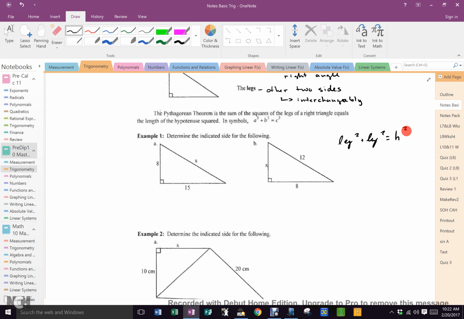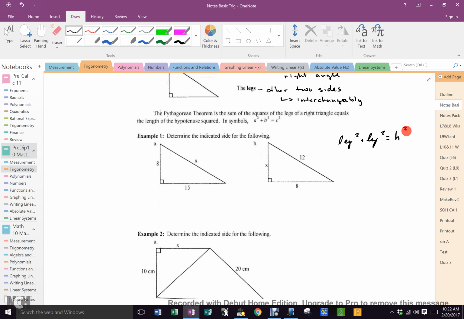The legs are the other two sides. And they can be used interchangeably.